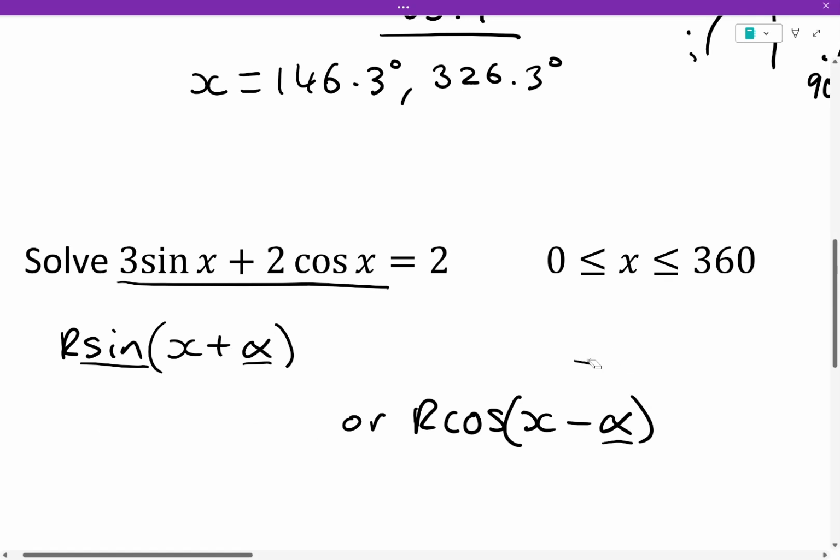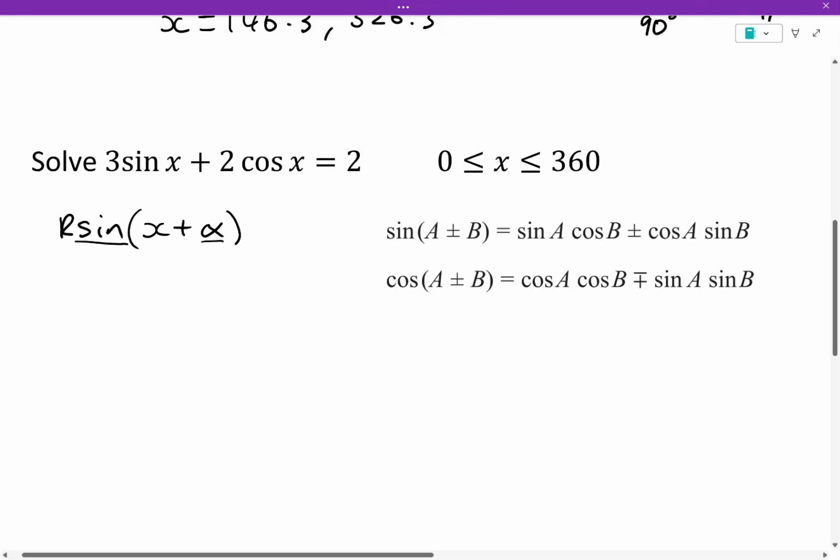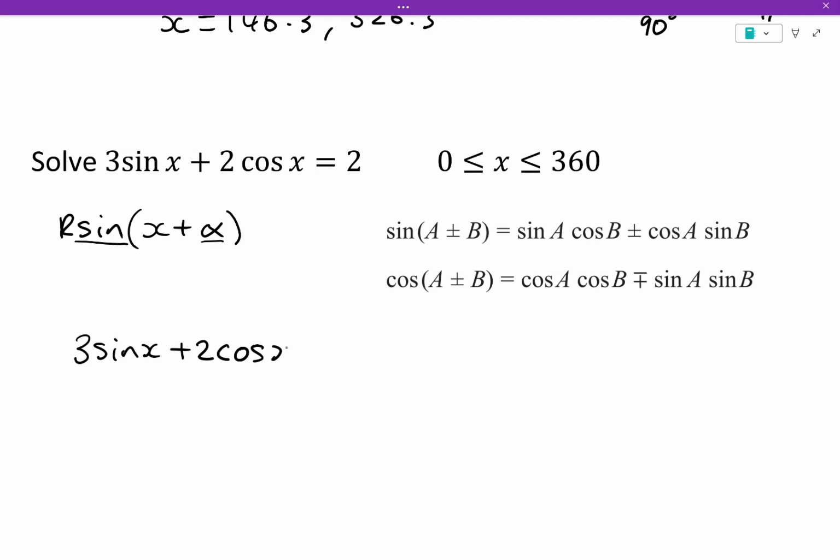Okay, so I'm going to rewrite the left-hand side of my equation in this format here. Now, in order to help us do this, we're going to make use of the formula booklet. So I've got the formula booklet here written on the side, and I've got our compound angle identities, which we're going to make use of. So to get this process started, I am going to write that 3 sin x plus 2 cos x needs to be identical to r sine x plus alpha, like that.